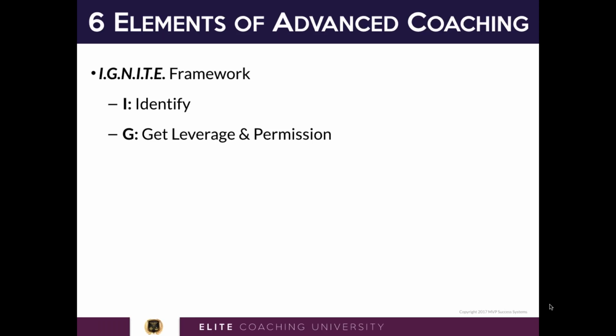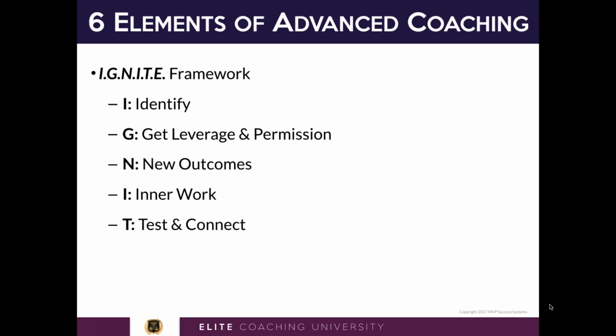So the I stands for identify. You want to identify with other people's model, and I'm going to go into each one of these a little bit more. You want to identify with other people's model of the world. G is get leverage and get permission. N is new outcomes. I is the inner work. That's my favorite part. T is for test and connect. And E is for empower to succeed.